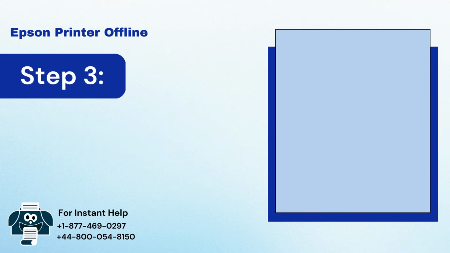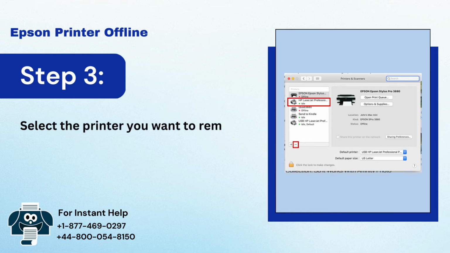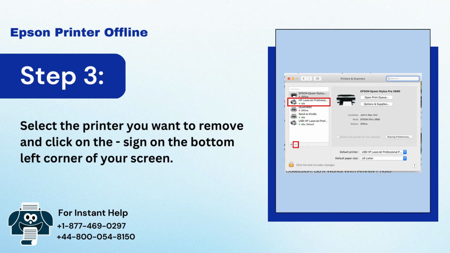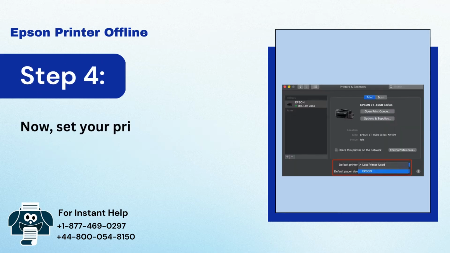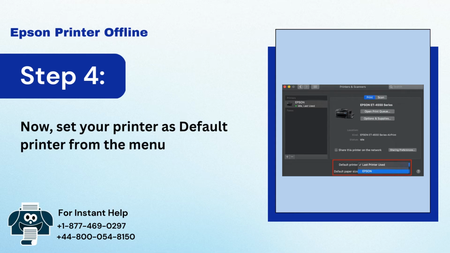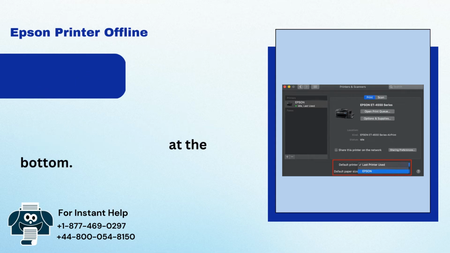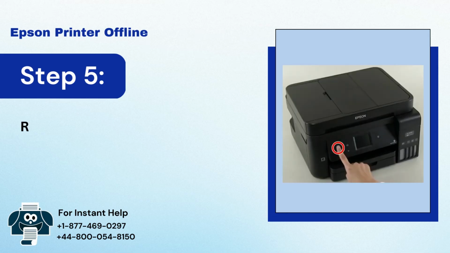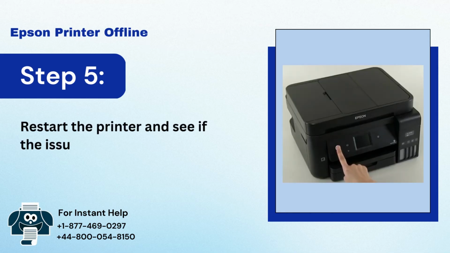Step 3. Select the printer you want to remove and click on the minus sign on the bottom left corner of your screen. Step 4. Now set your printer as default printer from the menu at the bottom. Step 5. Restart the printer and see if the issue has been resolved.